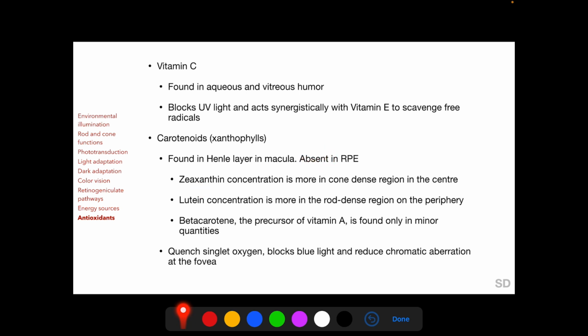Zeaxanthin concentration is more in the cone dense region in the center of the retina, whereas lutein concentration is more in the rod dense region in the periphery of the retina. Beta carotene, the precursor of vitamin A, is found only in minor quantities in the retina. Carotenoids quench singlet oxygen, block blue light, and reduce chromatic aberration at the fovea.